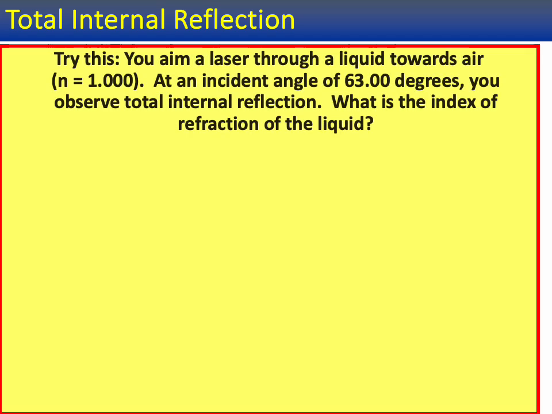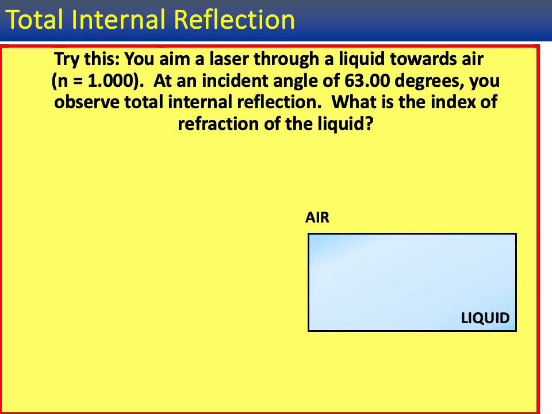Here is an example problem to try. After that, I'm just going to give you instructions for today's exit ticket, and that is it. So I will let you pause this to try it, but you have a laser starting off in a liquid, and it's heading towards air. And this is the kind of angles we're talking about. And we notice right at that incident angle of 63, that's the moment when no longer do we get any light transmitted to air. It all bounces back inside the liquid.